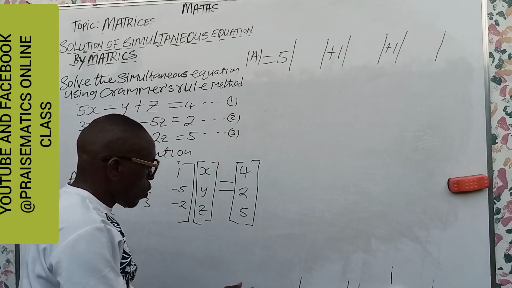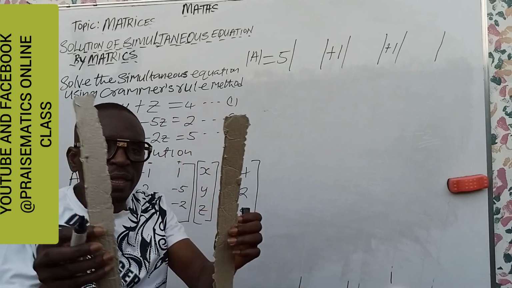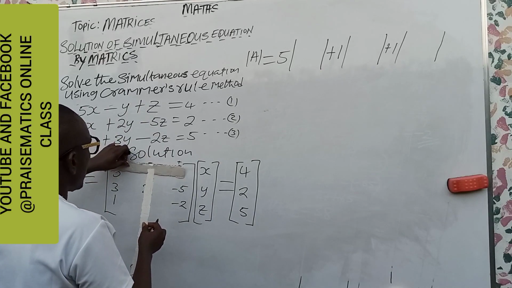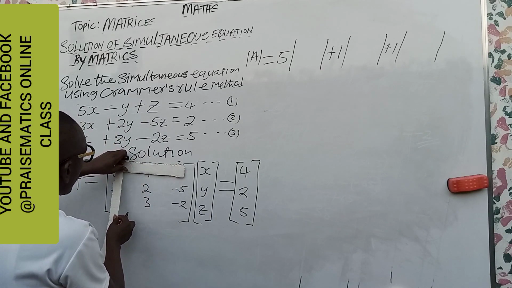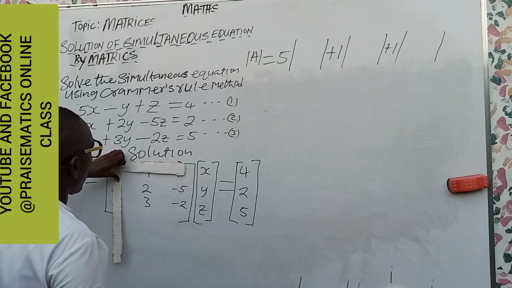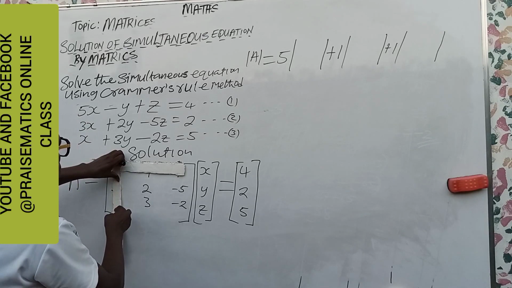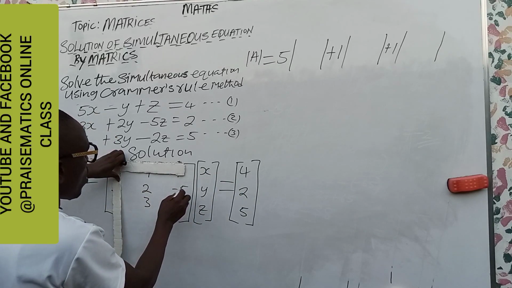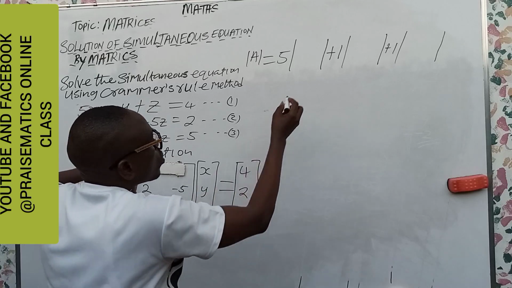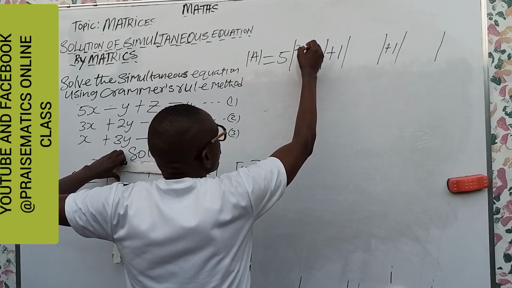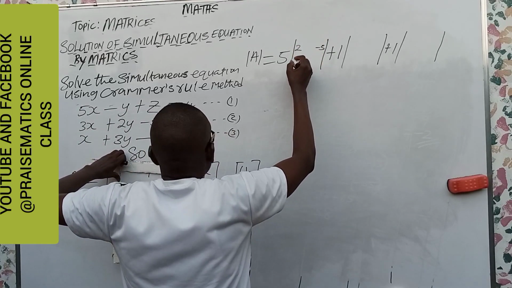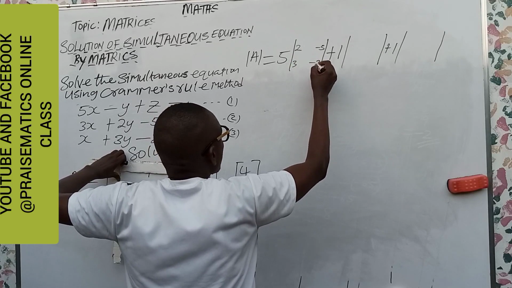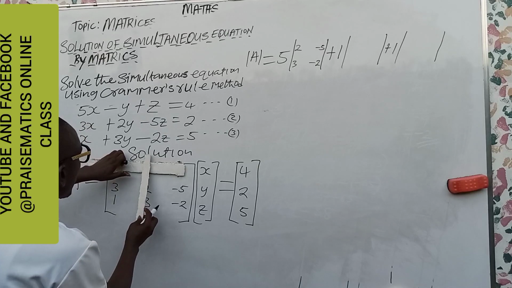Now, what do we do? Get this matrix. Now you are going to block the first row, first column. Block it, and block the first row against the first column. What do we have? 2, -5, 3, -2. So the first place will be now 2, -5, 3, -2.